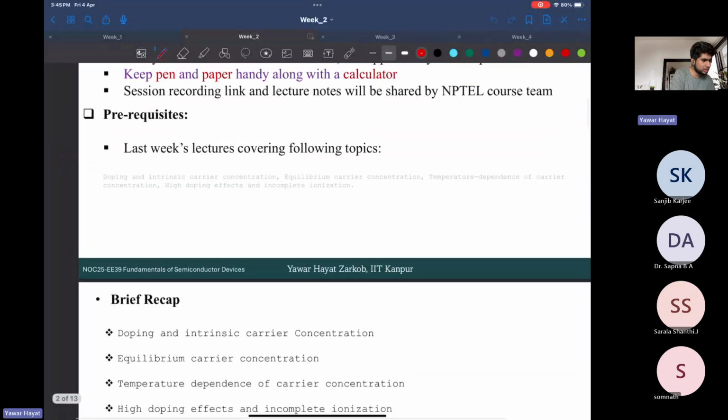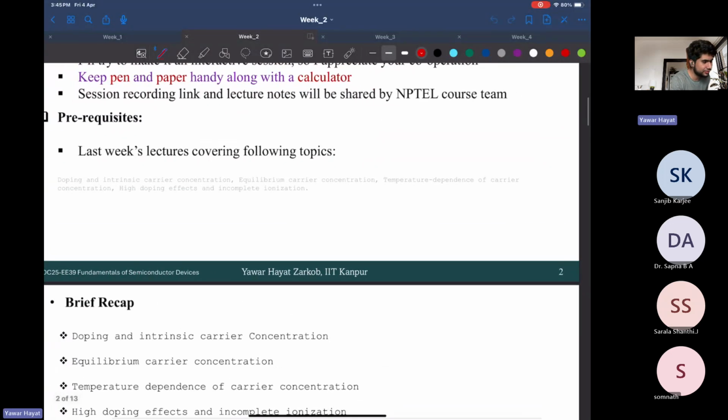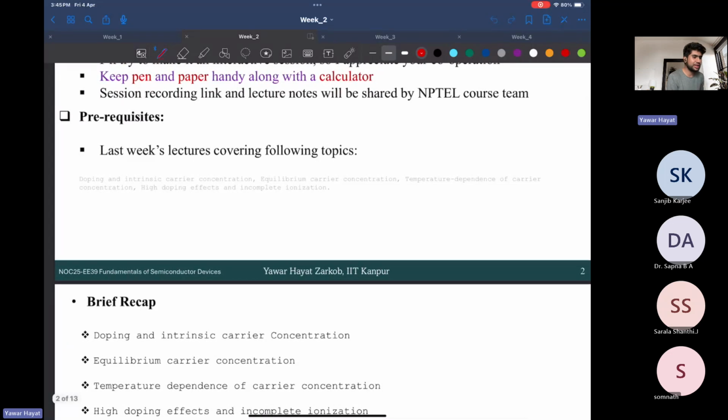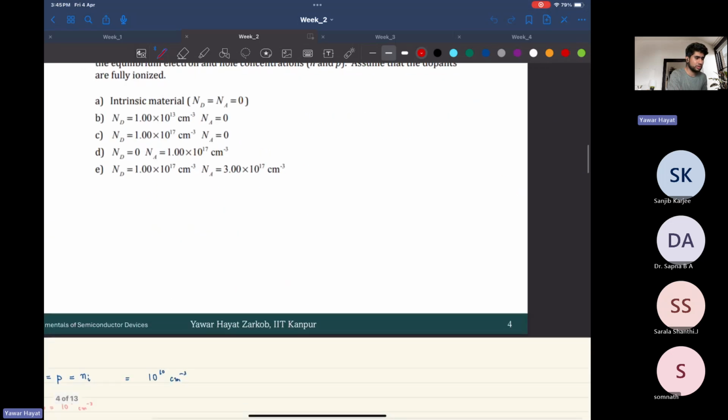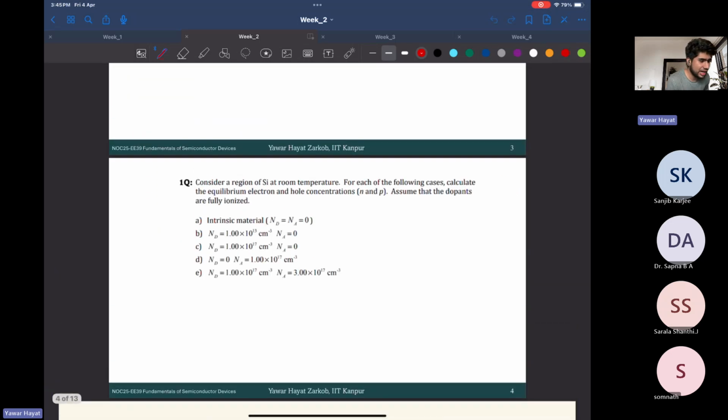In week 2, the topics that were covered were the following: doping and intrinsic carrier concentration, the equilibrium carrier concentration, the temperature dependence of the carrier concentration, high doping effects, and incomplete ionization. This was the first question. We had to consider silicon at room temperature, and for each of the following cases, compute the equilibrium electron and hole concentrations, n and p, assuming fully ionized dopants.